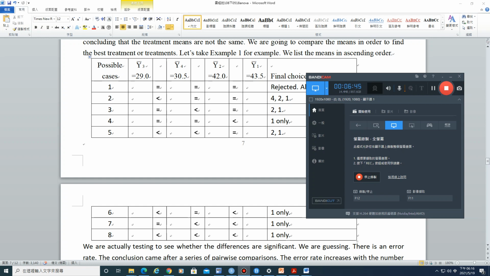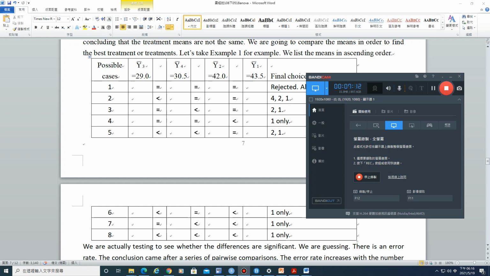So actually, the conclusion is subject to an error rate. The error rate is an accumulation of the 3 comparisons, right? How are they accumulated? 0.05 plus 0.05 plus 0.05? No, not necessarily. That is part of the difficulty.